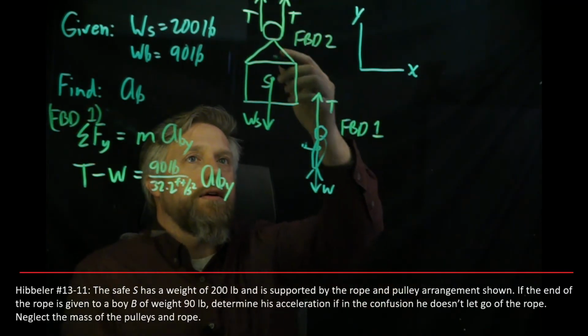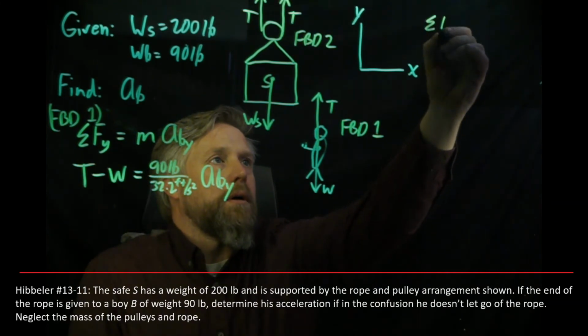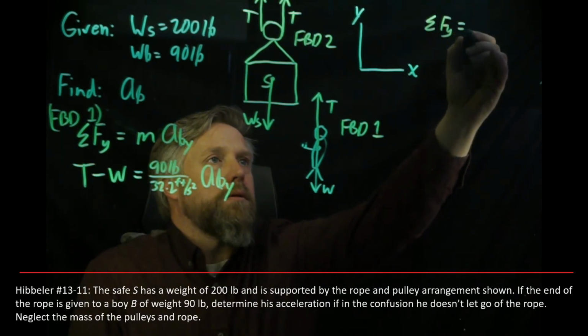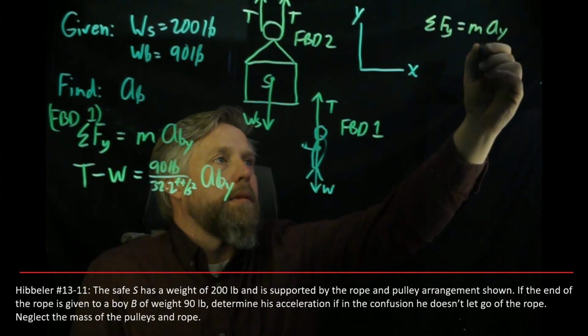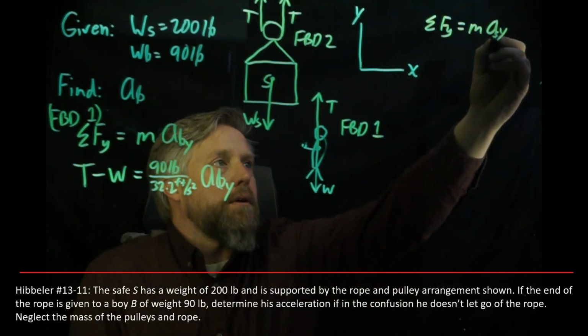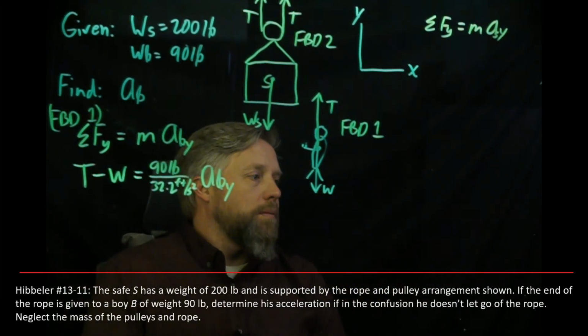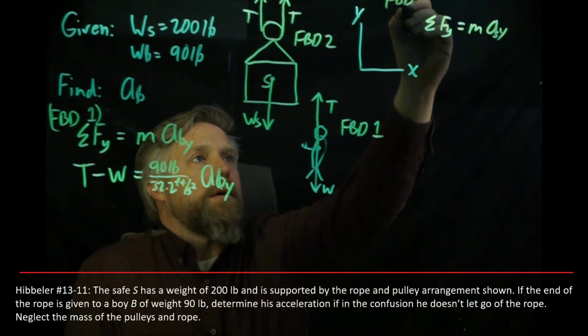So for free body diagram 2, I'm going to say the sum of the forces in the y direction is equal to mass times acceleration in the y direction. And in this case, it would be acceleration of the safe in the y direction, because that's what's in my free body diagram. And these are for free body diagram number 2.